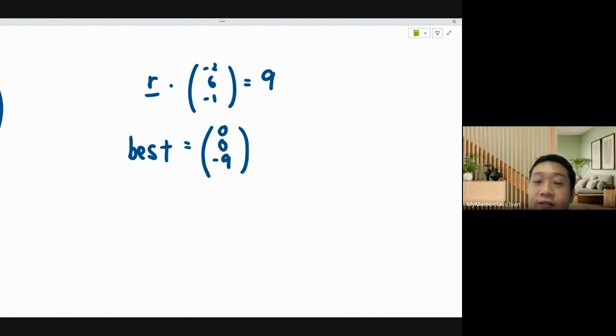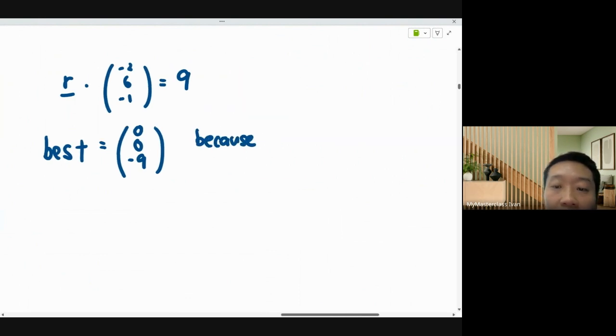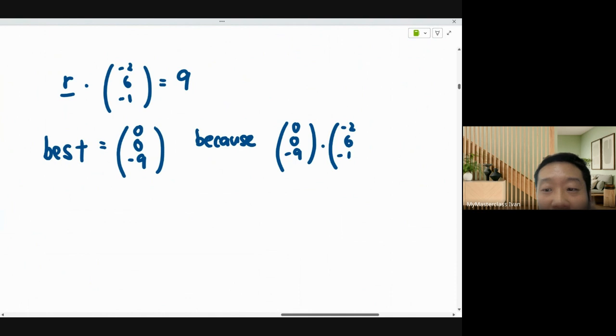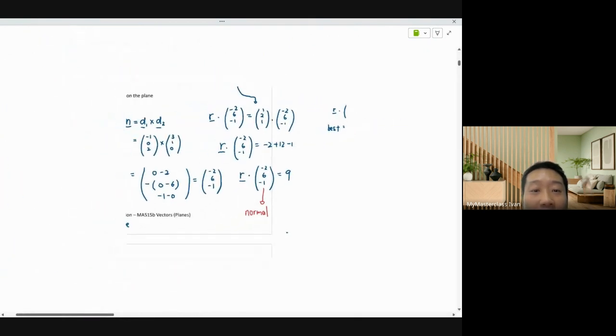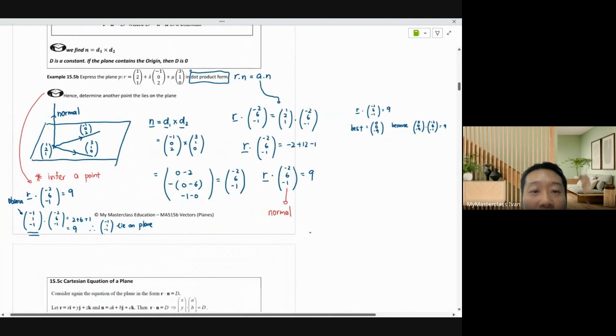Okay, why is it so? Because 0, 0, minus 9 dot minus 2, 6, minus 1 will give you 9, right? So always set two things as 0. That is usually the easiest way. Inferring a point is super important, super good to use.